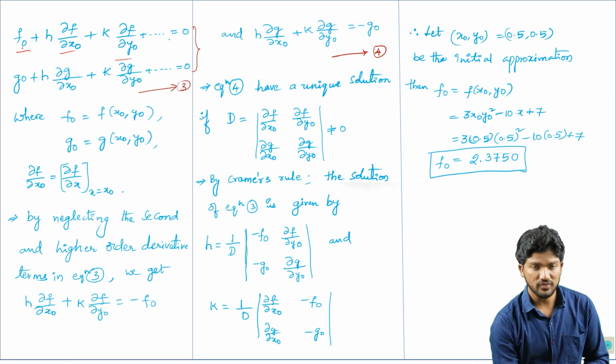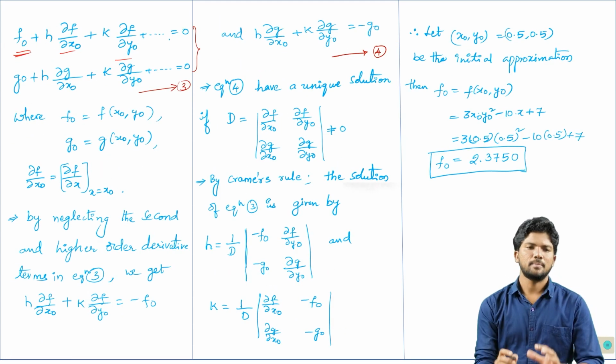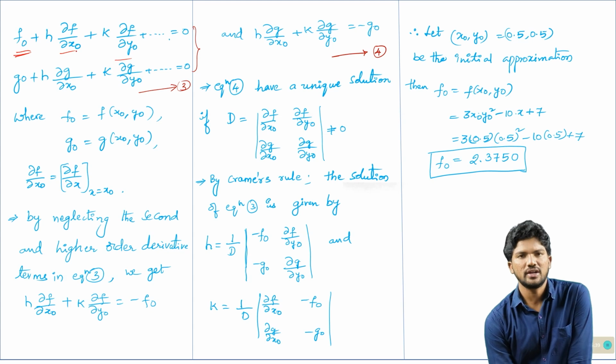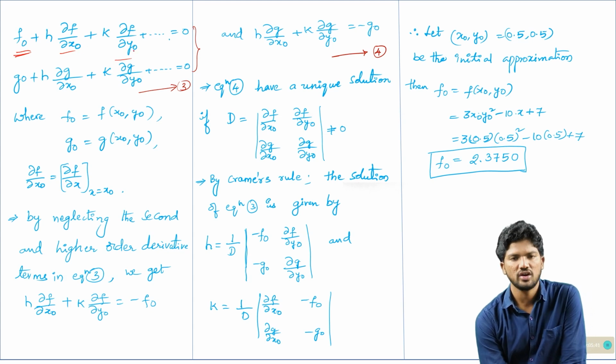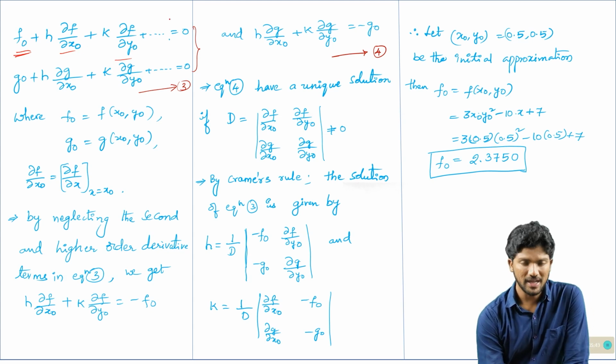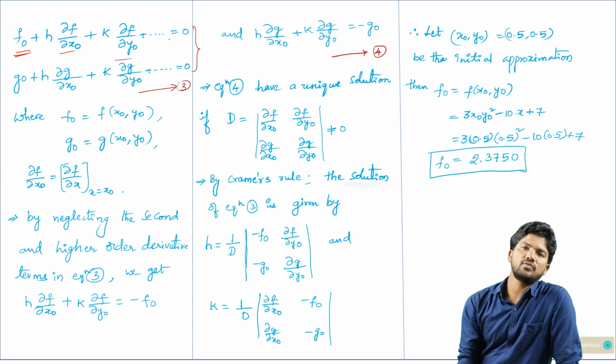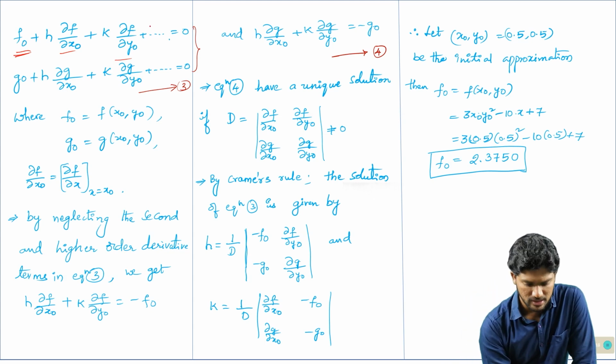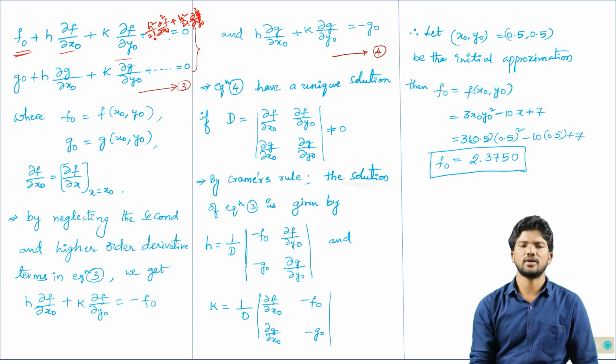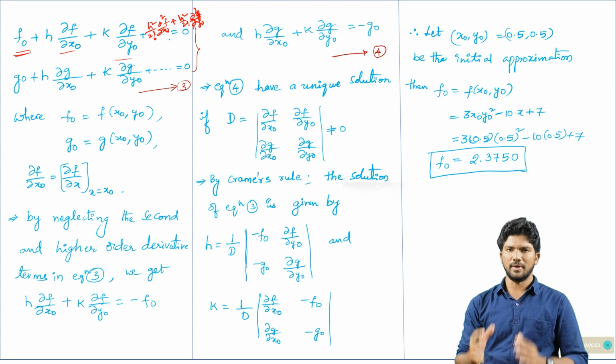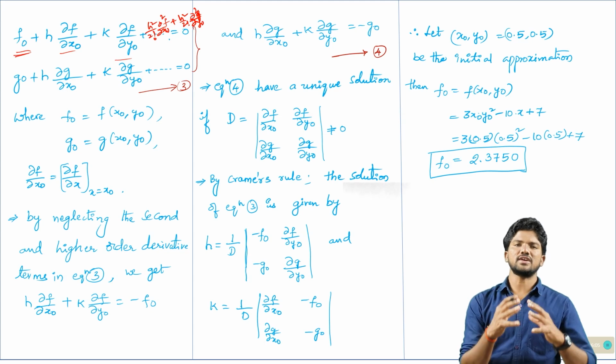So therefore, f naught plus h into dou f by dou x naught plus k into dou f by dou y naught. Plus next, h square by 2 factorial dou square f by dou x naught square plus the next terms, h square by 2 factorial dou square f by dou y naught square. In this format you will get. Next the second term, but here we require up to first degree only.